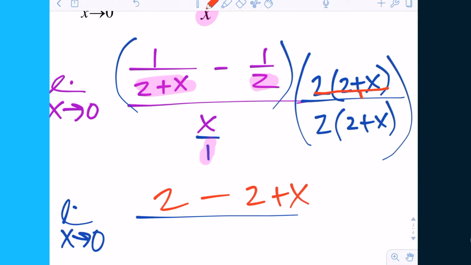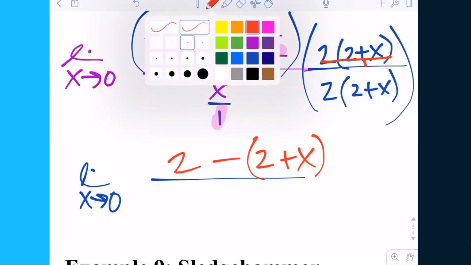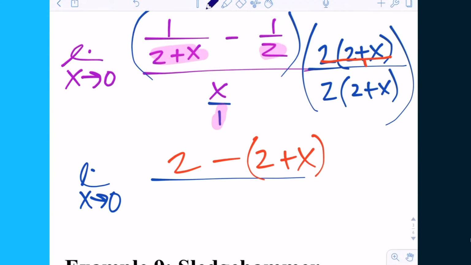Error alert, error alert. What did I do? I forgot to either distribute the negative or keep the parentheses intact, and that is a very common error. So make sure you do one or the other. Y'all are probably to the point where y'all could distribute the negative. But that takes care of that, and then in the bottom we just multiply straight across: 2 times x times 2 plus x. And do we want to expand the bottom out? Do we want to do that?